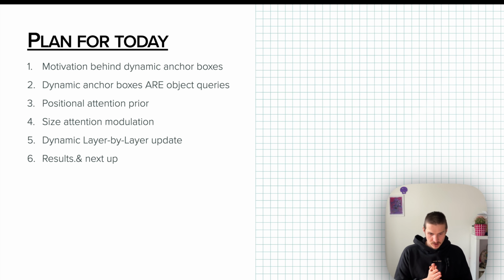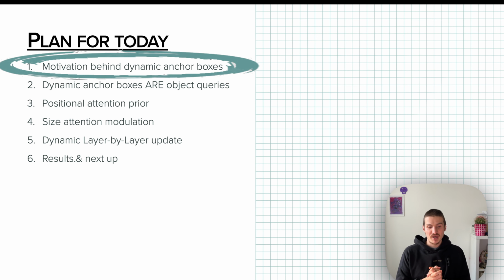Here's the plan for today. First, we're going to discuss the motivation behind dynamic anchor boxes. So how did the researchers come up with the idea? What are the fundamental problems we're trying to solve? And then we'll go through all the main parts of the model itself. We're going to talk about what dynamic anchor boxes are and how they are useful as object queries. We are going to discuss how they affect the prior of the positional attention, how they modulate the cross attention in the decoder, how they are updated dynamically layer by layer, and finally, results and what's next.